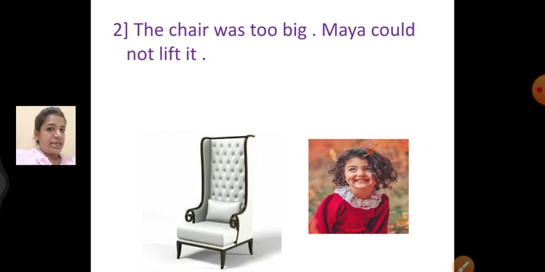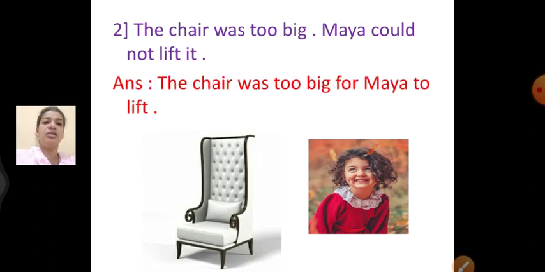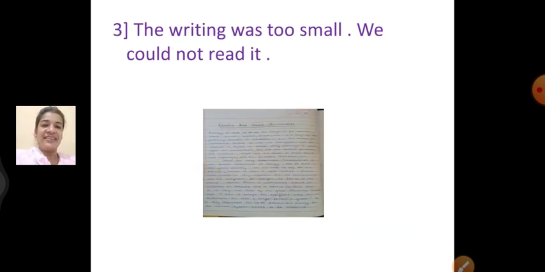Now how are we going to write the sentence? The chair was too big. We are going to write this first one as it is. For whom? For Maya. To do what? To lift. So we are not going to use 'could', we are not going to use 'not', we are not going to write 'it'. Okay. So how we are going to write it is, the chair was too big for Maya to lift. Let's check the answer. The chair was too big for Maya to lift. Right?